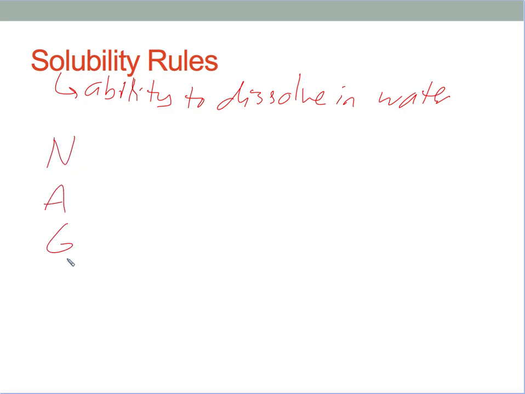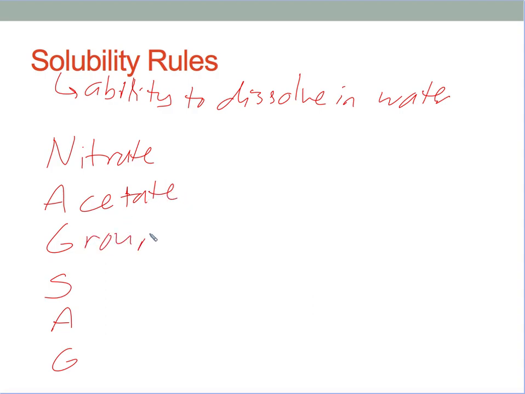So these substances are always soluble, and N stands for nitrates. So anything bonded to nitrate is soluble. A is acetate, also always soluble. G here is group 1 metals. So your alkali metals are here. S stands for sulfates. A stands for ammonium. And this G stands for group 17, or your halogens. Okay, so these guys are almost always soluble.